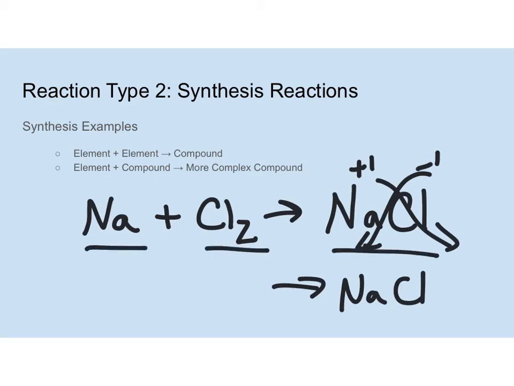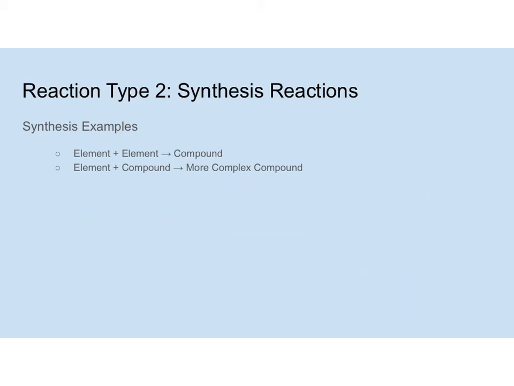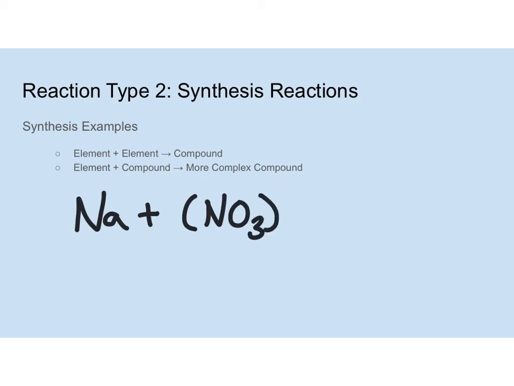Now, let's go through one where it's an element plus a compound. An example would be something like, say I take sodium and I add a nitrate. So this is a polyatomic. Remember, we always put brackets around them to make them easier, and they'll be on the back side of your periodic table. If we want to combine these, and there's going to be a reaction that happens, we're going to have to use the crisscross rule. I'm going to just do it right down here so it doesn't get messy.